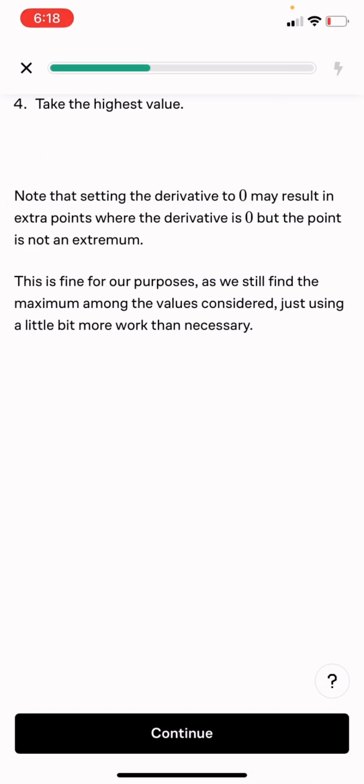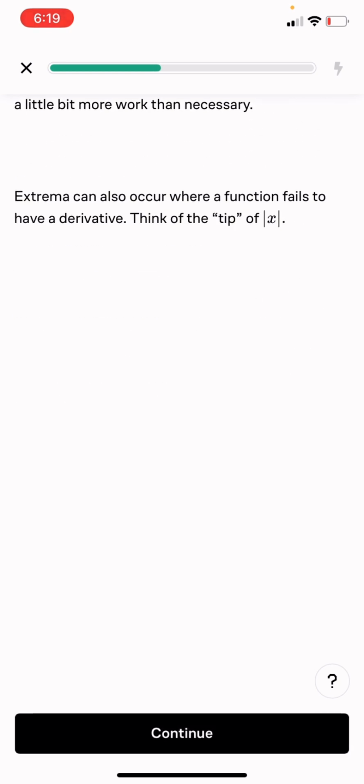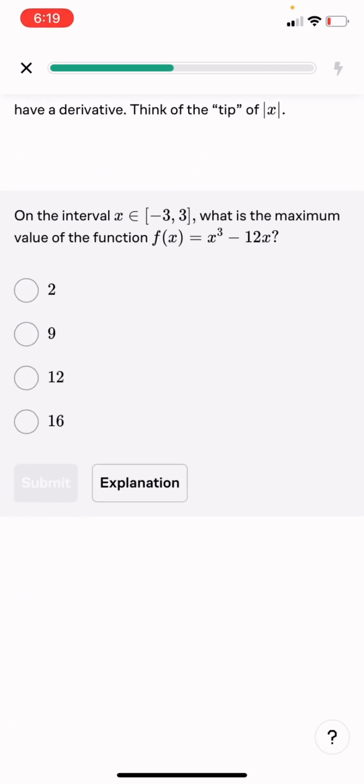Note that setting the derivative to 0 may result in extra points where the derivative is 0 but the point is not an extreme. This is fine for our purposes, as we still find the maximum among the values considered, just using a little bit more work than necessary. Extremes can also occur where a function fails to have a derivative. Think of the tip of the absolute value of x.